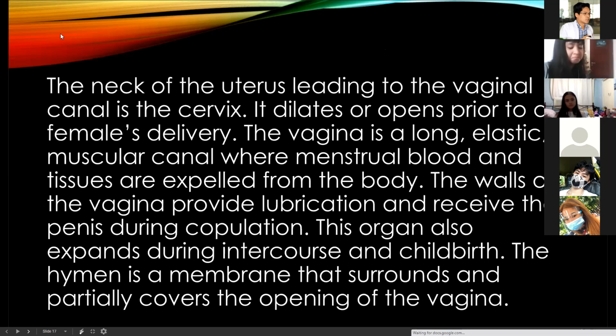The neck of the uterus leading to the vaginal canal or the vagina is the cervix. It dilates or opens prior to the female's delivery. Again, this is the one that will be broken upon intercourse. It dilates or opens prior to the female's delivery. The vagina is a long, elastic muscular canal where the menstrual blood and tissues are expelled from the body.